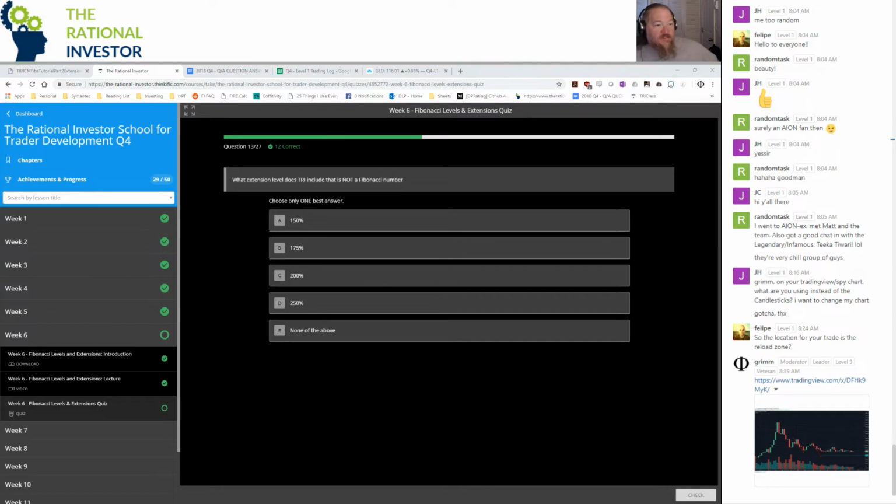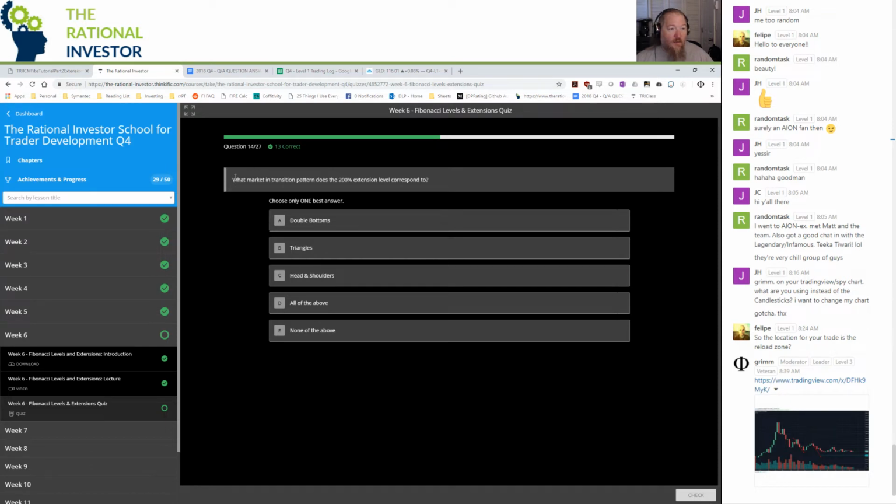And which extension level does TRI include that is not a Fibonacci number? That's the 200% level. The 200% level is not a fib level, but it is a very common extension level that pertains to that ABCD pattern and is specifically something we look for with a head and shoulders or an inverted head and shoulders.